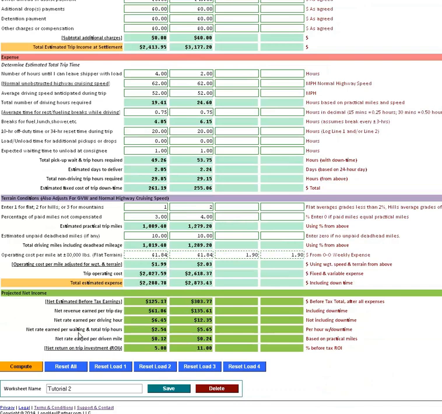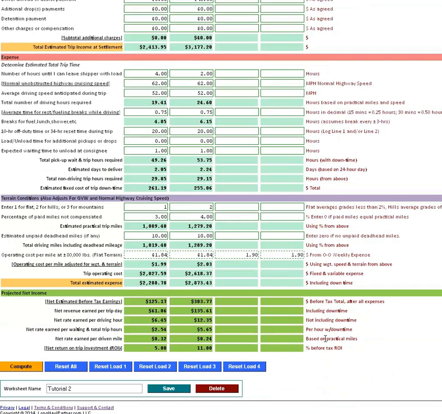Net rate earned for waiting and total trip hours. This is for your dime. You've got an hour waiting at the consignee. We have 2 hours, we have 4 hours on this load, so we can leave the shipper 2 hours on here. These things add up. So your net rate for waiting and total trip hours, which includes your downtime, $2.54 an hour versus $5.65 an hour. Net rate earned per driven mile, 12 cents and 24 cents.